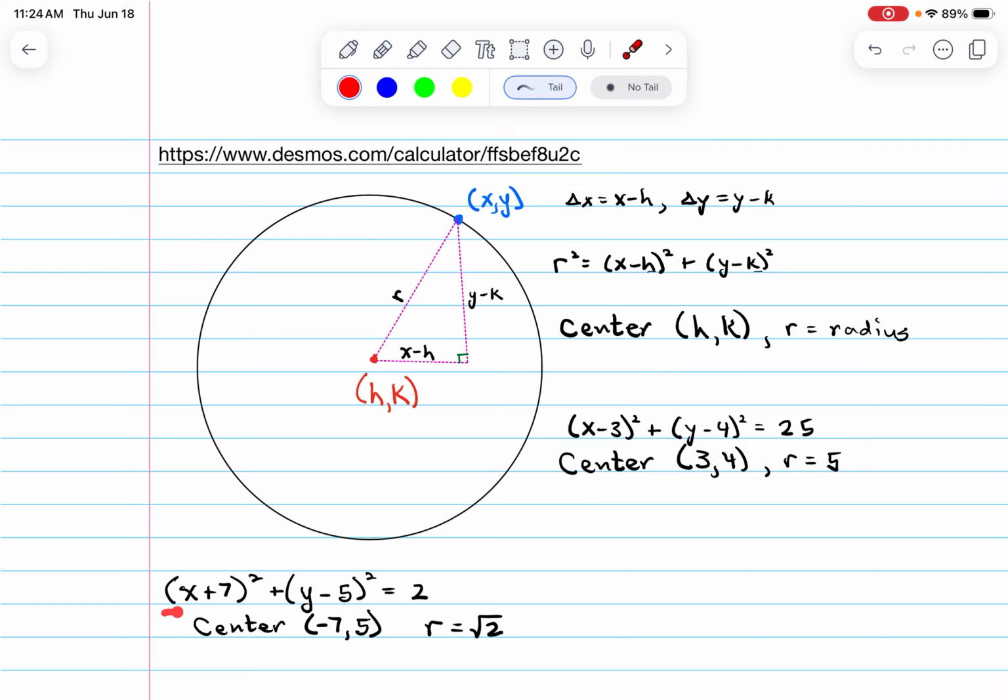So if you see this, look at this. We want to know, okay, what is the center of that circle? Well, we get the x-coordinate from the parentheses with the x, but it's the opposite. We get the y-coordinate from the parentheses with the y, but it's the opposite. So this one has a center of (-7, 5), and the radius is the square root of whatever this is, which we could just write as the square root of 2. So whenever we have something that looks like this, we can immediately know, okay, that's a circle with center (h, k) and a radius of r.